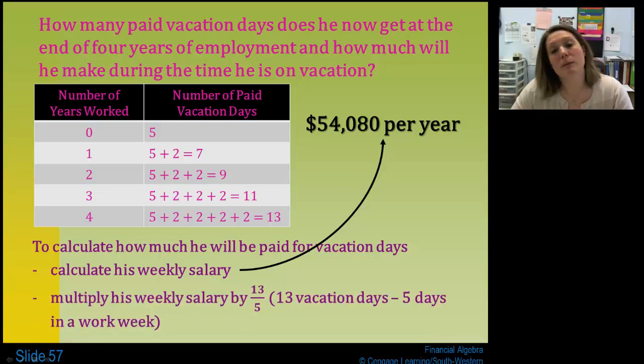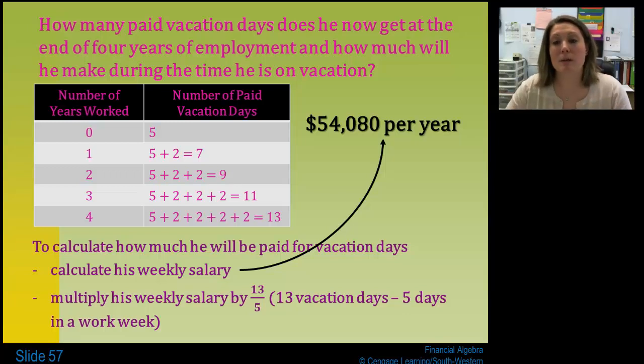With that, you're going to multiply his weekly salary by 13 over 5. How did I get 13 over 5? Well, he has 13 vacation days according to our chart because he's been there for 4 years, and there are 5 days in a work week. So 13 divided by 5. That's how we get how many weeks of vacation he has.